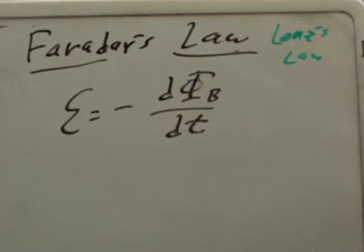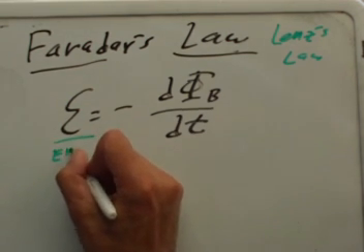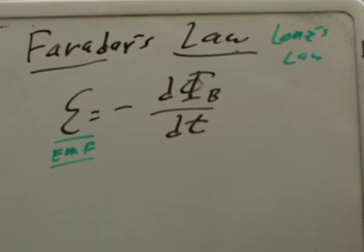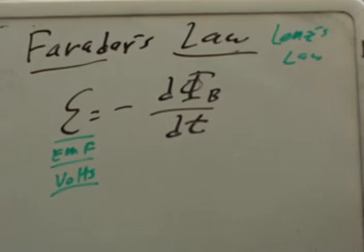Let's take a look. The first thing you have here is this side, which is script E again. This always stands for EMF, or electromotive force. The way you just think about this is just good old volts. So Faraday's law is a mathematical law that tells you where volts comes from, or one way you can get volts. That's what this side gives right here.